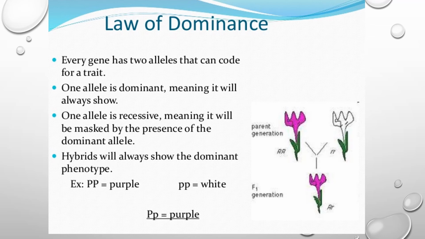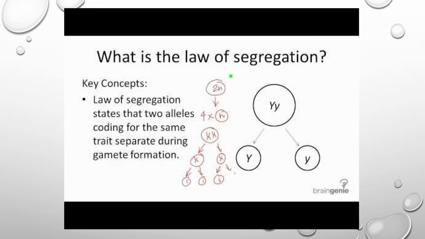The next law is the law of segregation. What is the law of segregation? The law of segregation states that the two alleles coding for the same trait separate during gamete formation. Suppose the two alleles are capital Y and small y. Capital Y, small y is one trait, but it has two alleles. Capital Y is one allele, small y is the other allele.